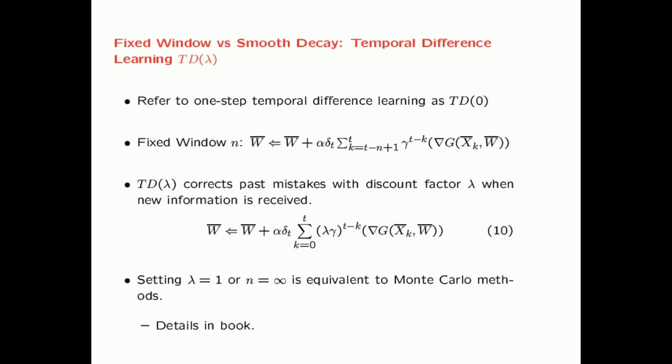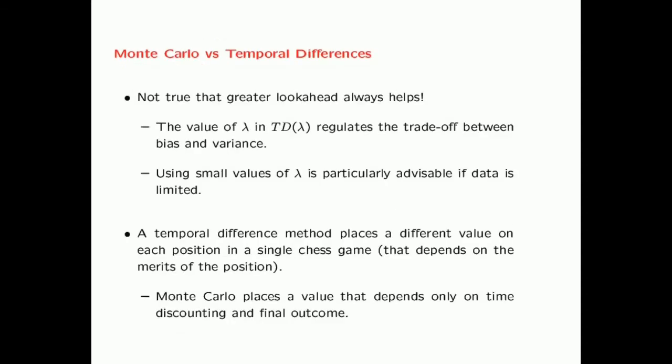Now, if you set lambda equal to 1 in equation 10, you are going to get Monte Carlo simulations. Similarly, for the fixed window updates, in the equation just above equation 10, if you set n equal to infinity, again you are going to get Monte Carlo methods. More details of these multi-step updates are again described in the book.